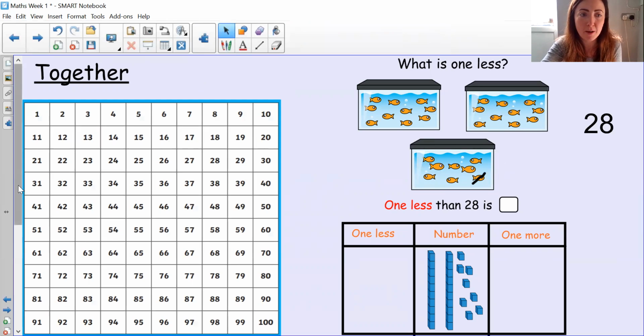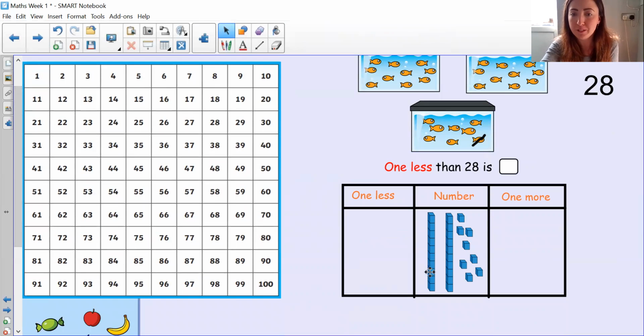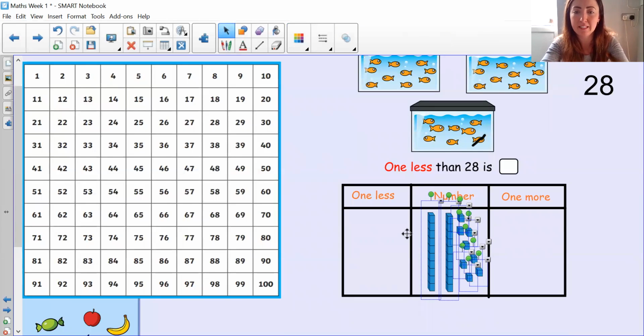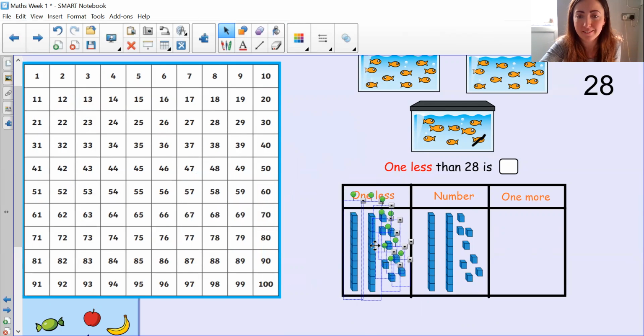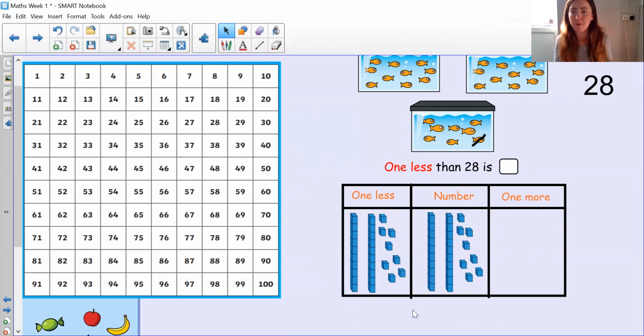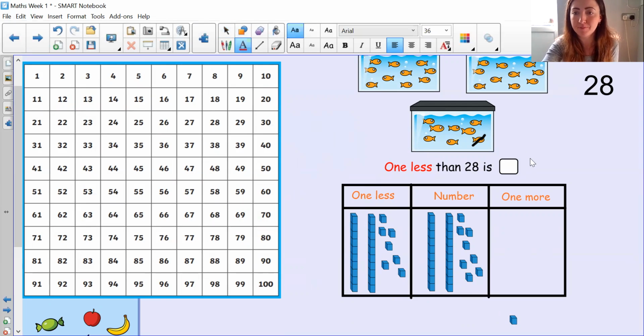Okay, and I'm going to do the same with the Deans. So I've got my number 28 represented in Deans here, 2 10s and 8 1s. So I'm going to copy and paste in here. And then this time, because I'm finding one less, I'm going to take one of them away. Right, so now I can see that 1 less than 28 is 27. There are 2 10s and 7 1s remaining. Okay, did you find that as well? Fantastic.